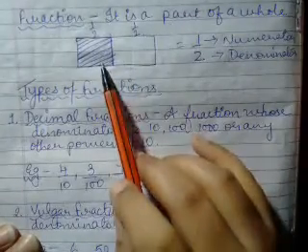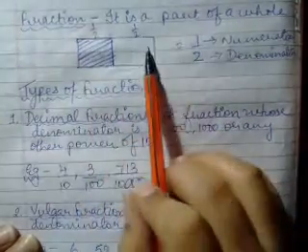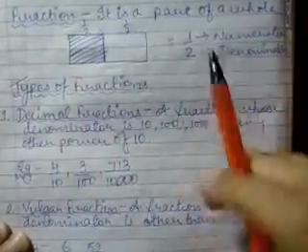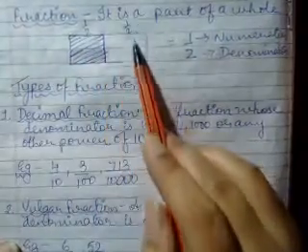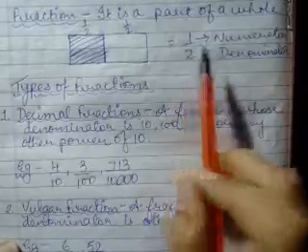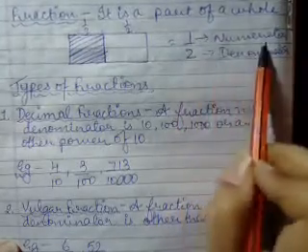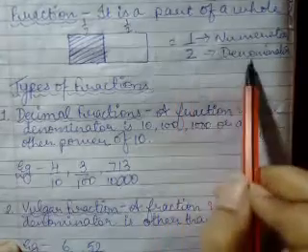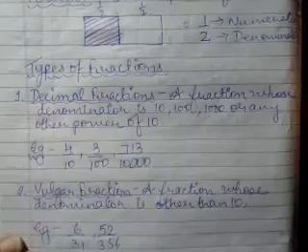So when you take out only a part out of the whole thing, that is called a fraction. This is divided into half, 1 upon 2, and this is also divided into half, that is 1 upon 2. So 1 upon 2 is your fraction, where the upper number is called the numerator and the number written down is called the denominator.